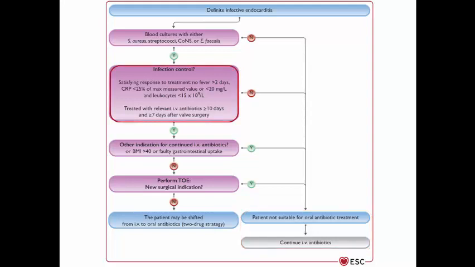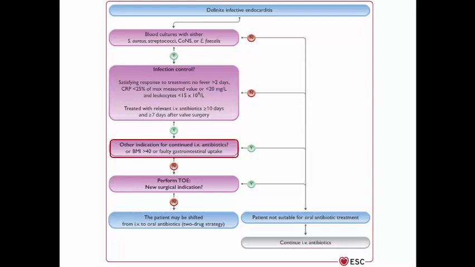Then infection control. If the patient is having a satisfying response to treatment, that he is afebrile after more than 2 days, CRP descent to less than 25% of the maximum measured value, or less than 20 milligram per liter, or white cell count less than 15, and treated with relevant IV antibiotics for more than 10 days or 7 days after surgery. If the answer is no, the patient is not suitable for oral antibiotic treatment. But if the answer is yes, I ask another question.